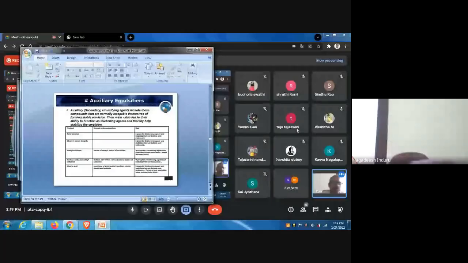There are some auxiliary secondary emulsifying agents that will also be used. They are used in the creams and sets. They include cetyl alcohol, glyceryl monostearate, methyl cellulose, sodium carboxymethyl cellulose, and stearic acid. They are used in combination.